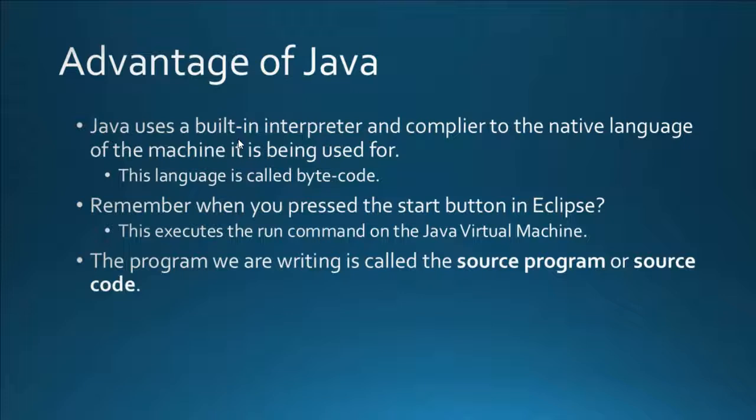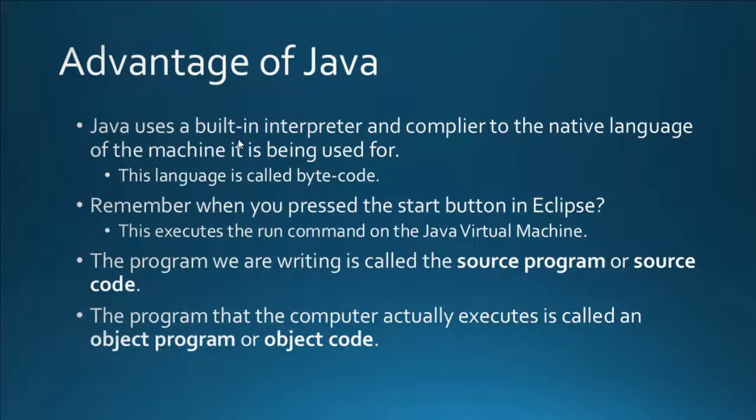The program we are writing is called the source program or source code. The program that the computer actually executes is called an object program or object code.